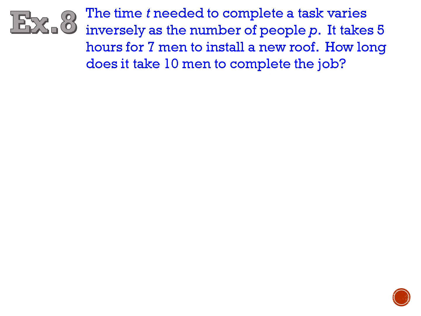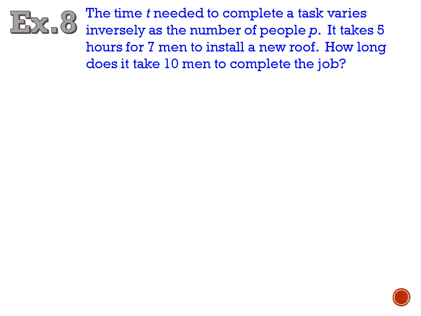Now, let's get into some more practice problems. Example 8. Let's read the problem. That always helps. The time T needed to complete a task varies inversely as the number of people P. It takes 5 hours for 7 men to install a new roof. How long does it take for 10 men to complete the job?